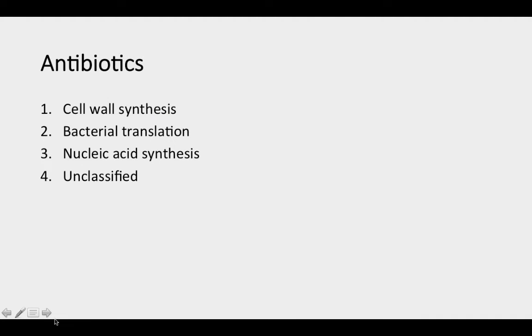And we said that there are 4 classes of antibiotics. And we went through the first class of them, the cell wall synthesis inhibitors. And today, in this lecture, we're going to go through the bacterial translation inhibitors, the nucleic acid synthesis inhibitors, and the unclassified antibacterials.